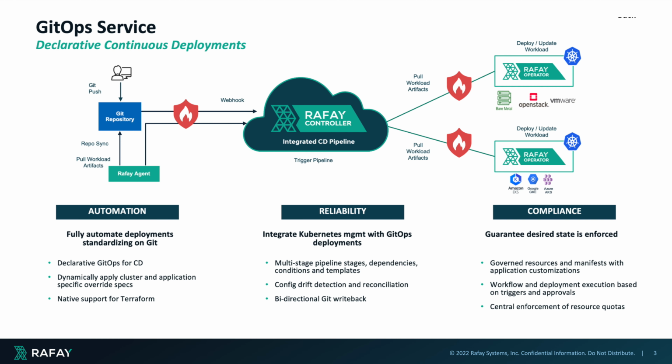GitOps is a set of practices to manage infrastructure and application configurations using Git, an open source version control system. GitOps works by using Git as a single source of truth for declarative infrastructure and applications. GitOps is a model for designing continuous integration and continuous delivery where the code you are deploying is stored and versioned in a Git repository.